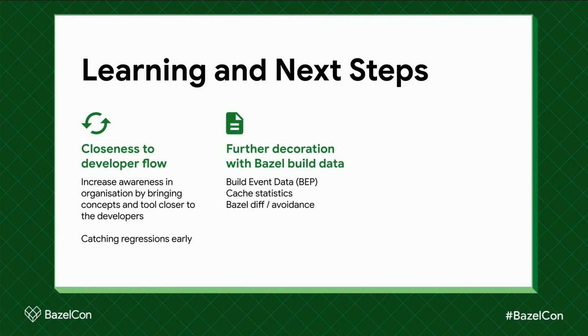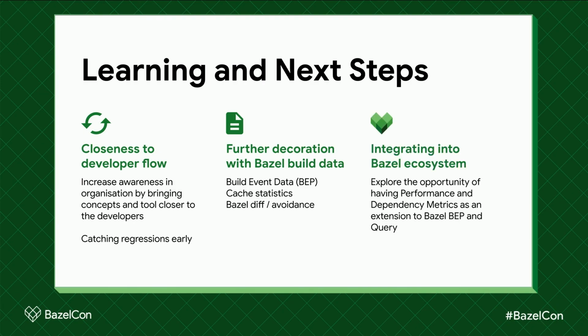We're also looking into further decorating the graph. For example, internally, we also capture the build event data for all local and CI builds. It would be interesting to see if we could also utilize this data to draw additional conclusions about potential issues and bottlenecks in the graph. At the same time, we also collect cache statistics and Bazel diff and avoidance data that we could also use to learn about issues and about the impact of the work that we are doing.